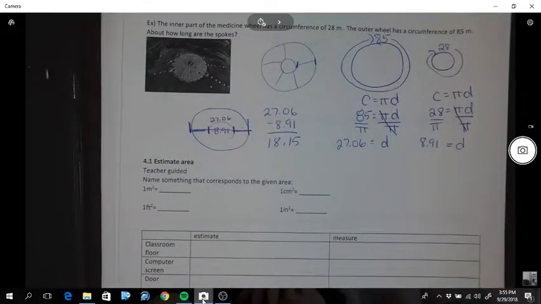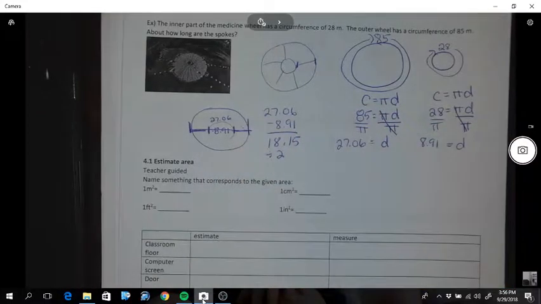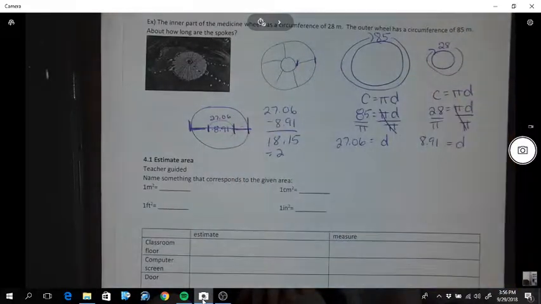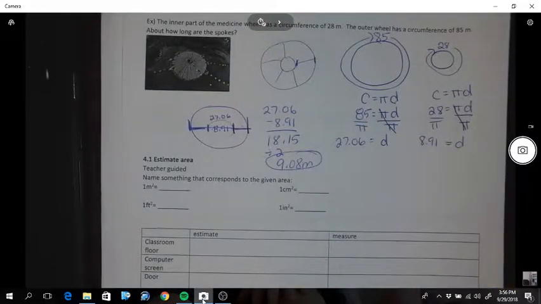But that's still not our answer, because I'm going to have to take that divided by 2 so I can get the length of each spoke. So our final answer is 9.08 meters. All right, you're ready for lesson 3.2.